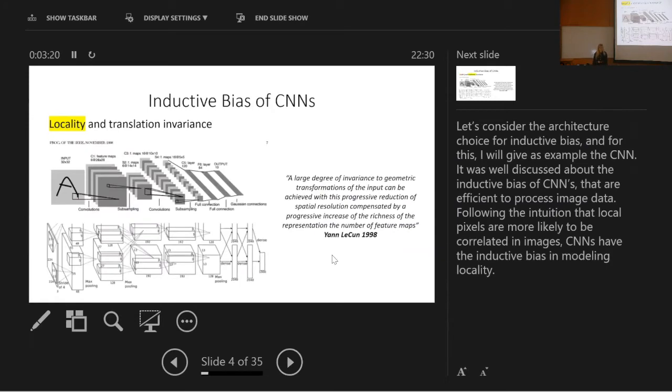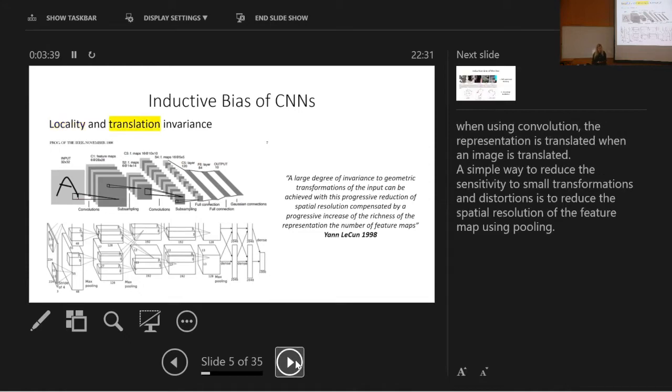Let's consider the first choice, the architecture, for inductive bias. For this, I will give an example, the CNN. Following the intuition that local pixels are highly correlated, CNNs have the inductive bias of modeling locality. And when we use convolution, the representation is most of the time translated when the image is translated. So a simple way to reduce the sensitivity to small transformation and distortion is to reduce the spatial size using pooling, and then we get the translation invariance.